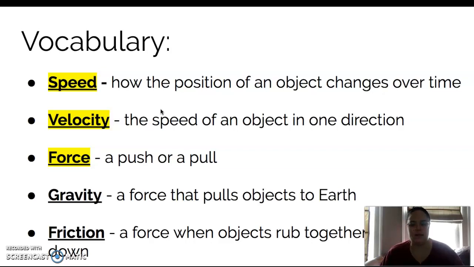And then a force is any type of push or pull, and we're going to give some examples of that. Our two review words are gravity, which is a force that pulls objects to earth, and then friction, which is a force when objects rub together, and this slows them down. If you try and rub your hands together, if you push them together really hard, it's very difficult to do that. So that friction slows objects down.